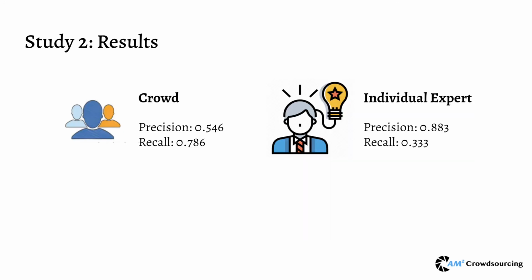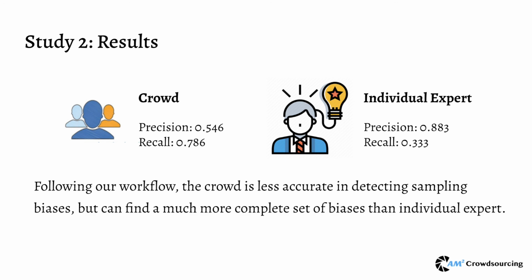Based on the bias statements generated by both the experts and the crowd, the precision score of the crowd is lower, but the recall score is much higher than the experts. This result tells us that it is reasonable to use crowds to participate in our workflow to have a more complete understanding of the biases in the image datasets.